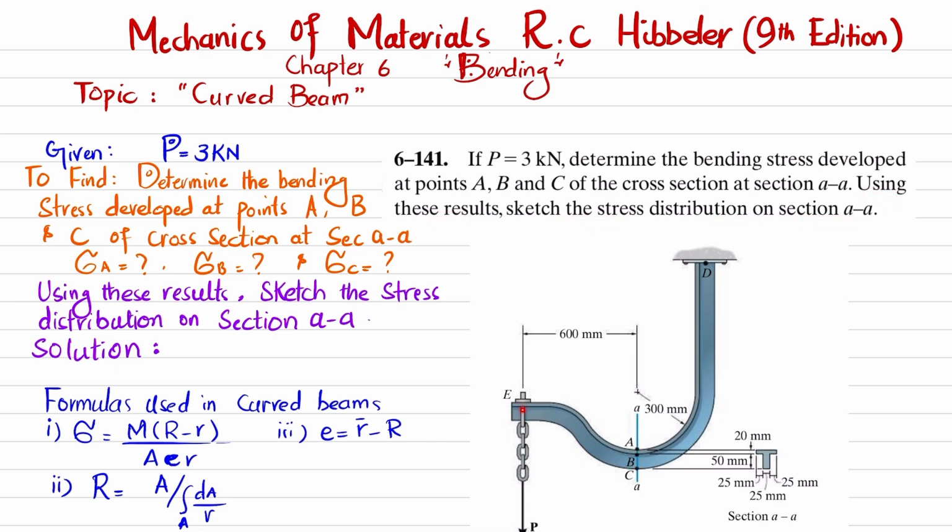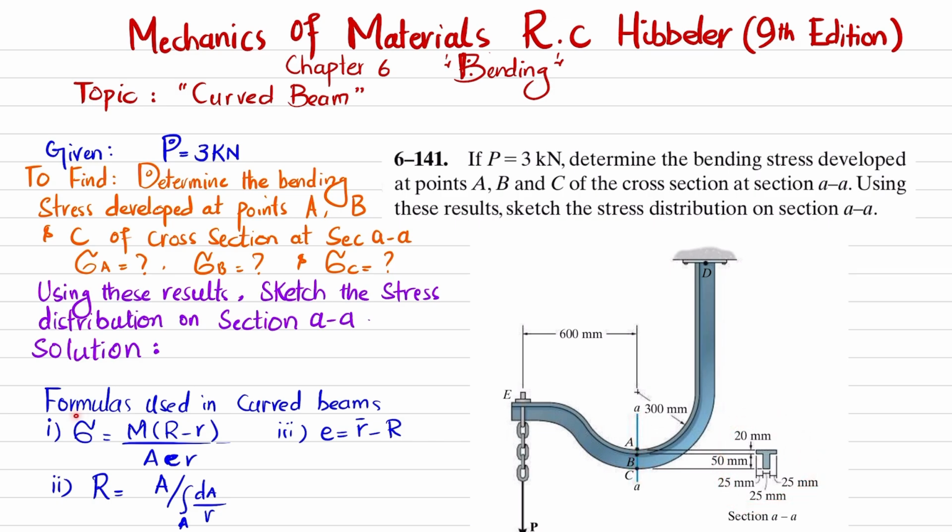So you can see this is a curved beam that is acted upon by this load P, which is given as 3 kilonewton. At section AA, you have to determine the bending stress at points A, B and C. And after finding this, you have to determine the stress distribution on section AA. When you section it, the cross section is shown over here. So let's start with the solution.